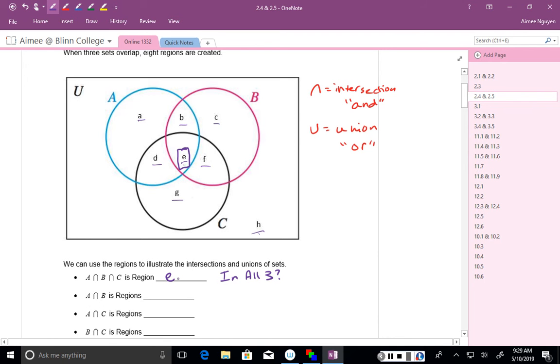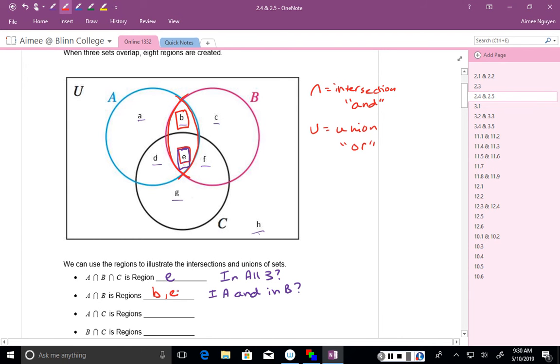If I look for what's in A and B, now I'm not saying that it must be in C, all I'm saying is that it must be in A and in B. So when I look at this, I'm looking for inside of A, inside of B, and so now we get both of these regions, B and E.